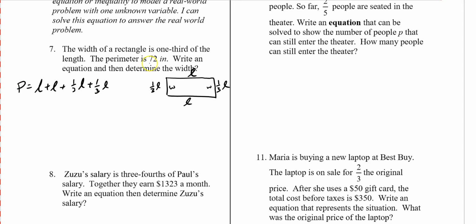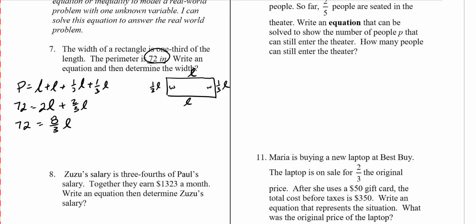The perimeter, we're told, is 72. So 72 equals L plus 1/3 L plus 1/3 L. So we can combine like terms and get, I'm going to do this in two steps, 2L plus 2/3 L. I can combine those now. 2L's plus 2/3 L's is 8/3 L. So I have 72 is equal to 8/3 L.